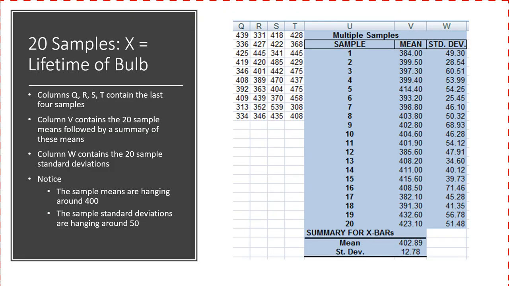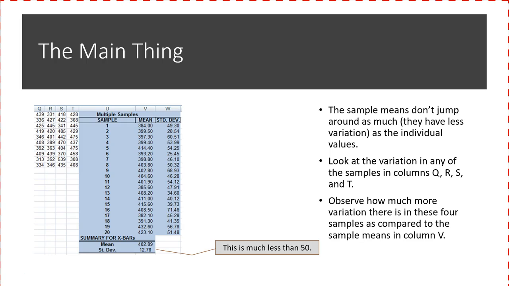Next, we're looking at a table that lists the means and standard deviations for our 20 samples, with a mean and standard deviation for each of the samples, and for the samples combined at the bottom. The last four samples are shown in columns Q, R, S, and T. Two things that I want you to notice here: the sample means are hanging out around 400, which is an indication that our point estimators are fairly reasonable estimators for our population mean. And the other thing is that the sample standard deviations are all hanging around 50, and these individual standard deviations can be used as an approximation for the standard deviation of the population.